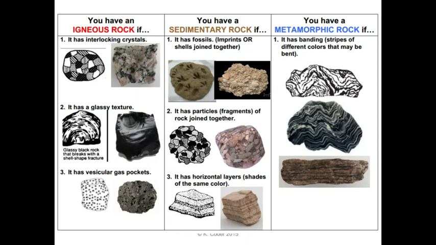So you have an igneous rock if you look at the left-hand side of the screen, it has interlocking crystals. It has a piece of pegmatite. If it has a glassy texture, or if it has vesicular gas pockets. You have a sedimentary rock if it has fossils, particles or fragments of rock joined together, or if it has horizontal layers and shades of the same color.